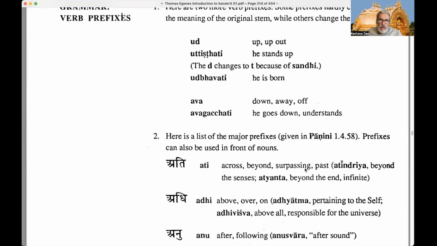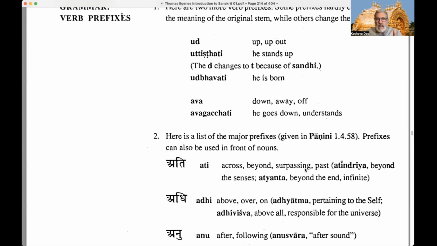If we say udbhavati, we're adding the meaning up. So he is up actually changes the verb to mean he is born. He comes up, right? He is born.